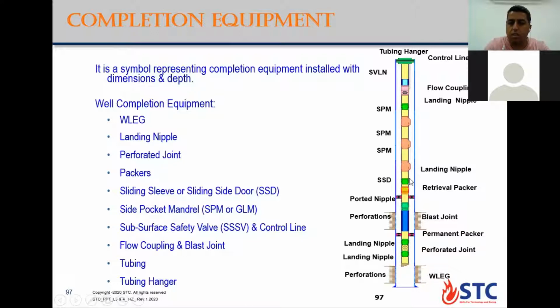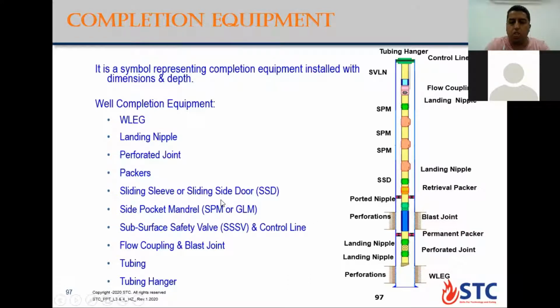or SSD above the retrievable packer, and some SPM, side pocket mandrel, for gas lift operation, a secondary source for artificial lift. And this one is a landing nipple, with the flow coupling here in blue, and this is the subsurface safety valve and the control line to the subsurface safety valve in the top tubing. After that, at the top, there is the tubing hanger, hanging all the way for the string.